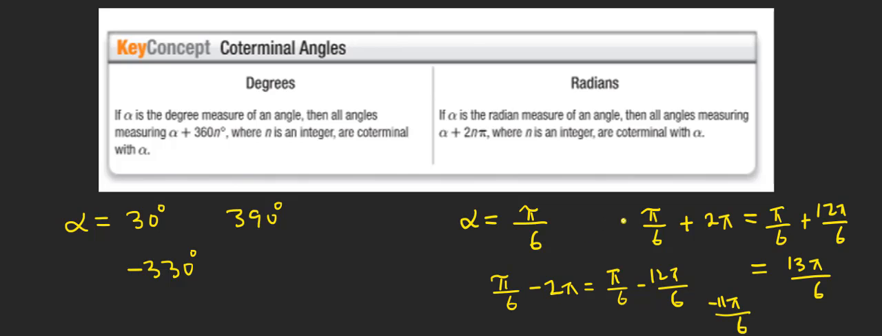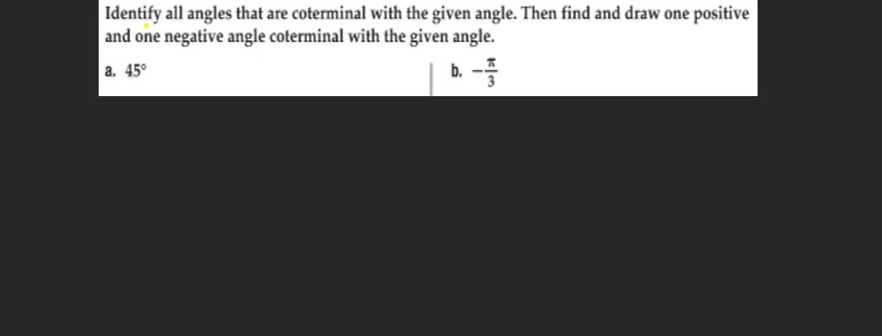So again, you have an infinite number of coterminal angles with alpha, whether the angle is in degrees or radians. So let's take a look at this example. It says identify all angles that are coterminal with a given angle, then find and draw one positive and one negative angle coterminal with the given angle. So the given angle is 45. What are all coterminal angles to 45? Well, it's going to be 45 degrees plus 360 times n degrees, where n is an integer. That gives you a coterminal angle with 45.